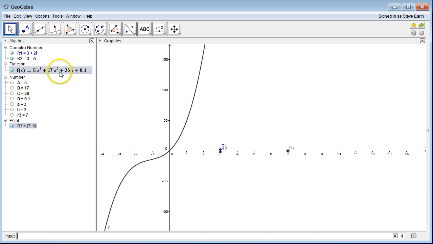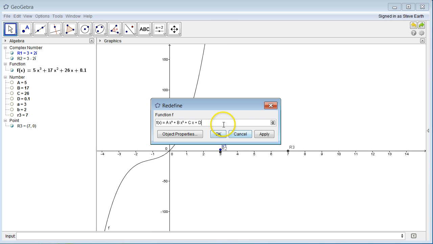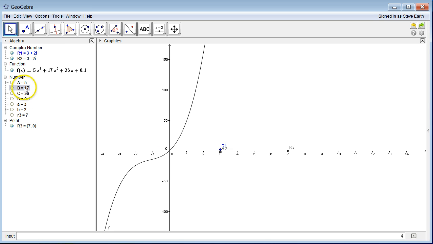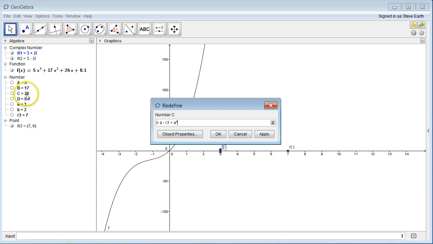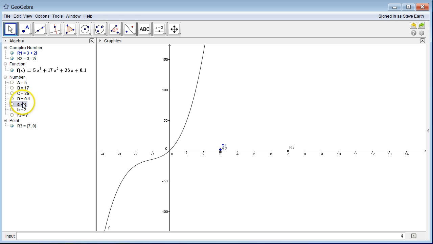You can see that if you open this up. I'm going to double click and open it up. That's all you should see. You should see the A's, B's, C's, and D's. Same thing here. These look like numbers. Click it and open it up. It's not numbers. It's formulas. The formulas will involve the A, B, and the R3.